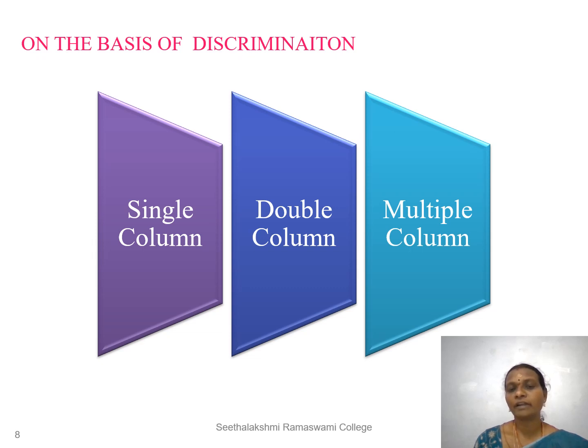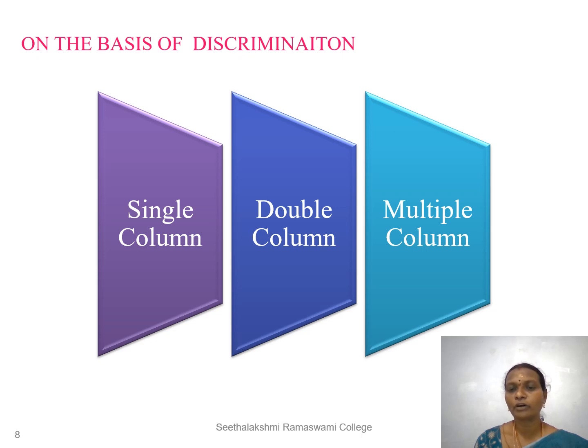So like that, when they are going to follow two different rates of tariff for the same commodity or for different countries, it is called a double column tariff.